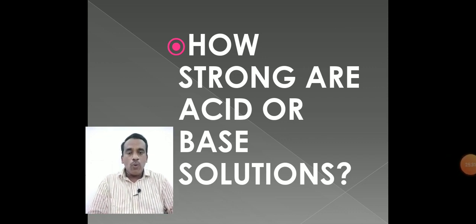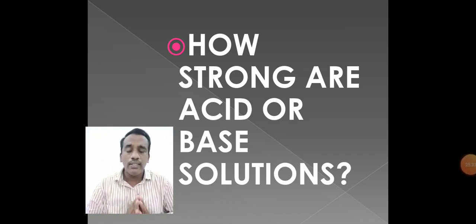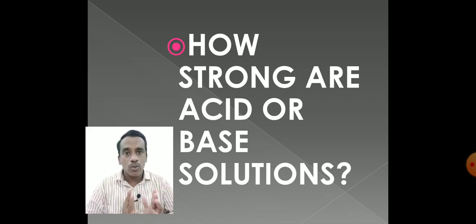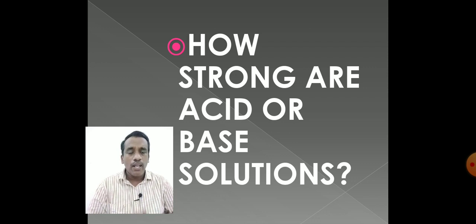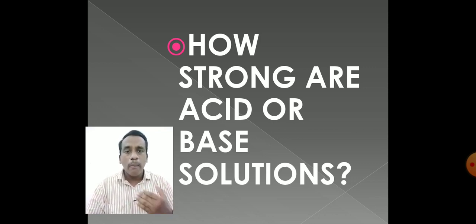We had explained that acids are called strong acids and also weak acids. How can we depict that this is a strong acid and this is a weak acid? All the acids are able to give H plus ions, but the strong acids give the H plus ions readily, while the weak acids are not readily able to give the H plus ions.